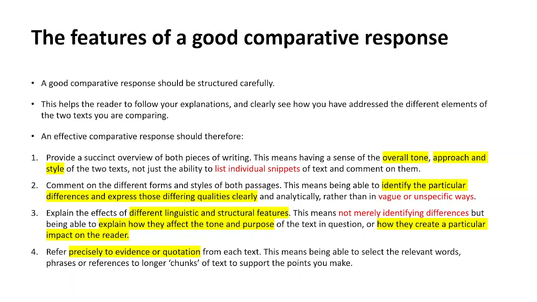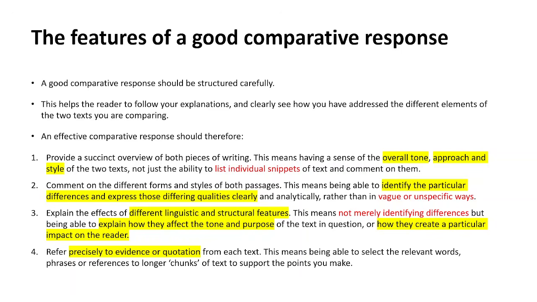Comment on the different form and styles of both texts. Now remember, form and style is going to be very, very similar. You've only got 400 words. Be precise. You need to identify particular differences. Express those differing qualities clearly and analytically. Do not be vague or unspecific. And this is where point, evidence, explain, and planning in advance is going to help you.